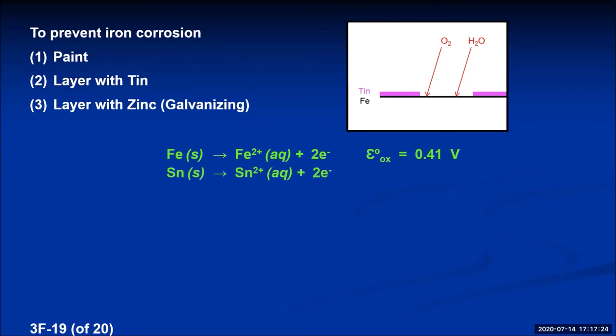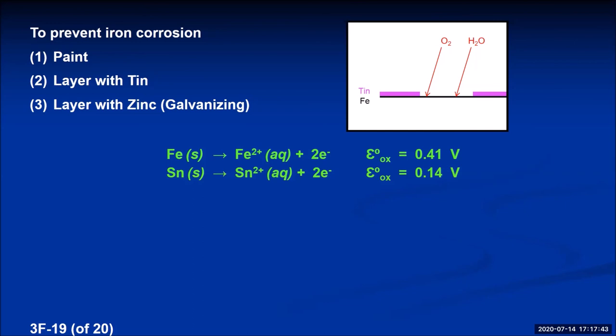Now, did tin do that? Let's look at the oxidation potential for tin. Tin's oxidation potential is 0.41. So if you have something made of iron and tin, which would get oxidized? The iron would, and it would corrode away. So tin only protects the iron because it's a coating, much like paint.